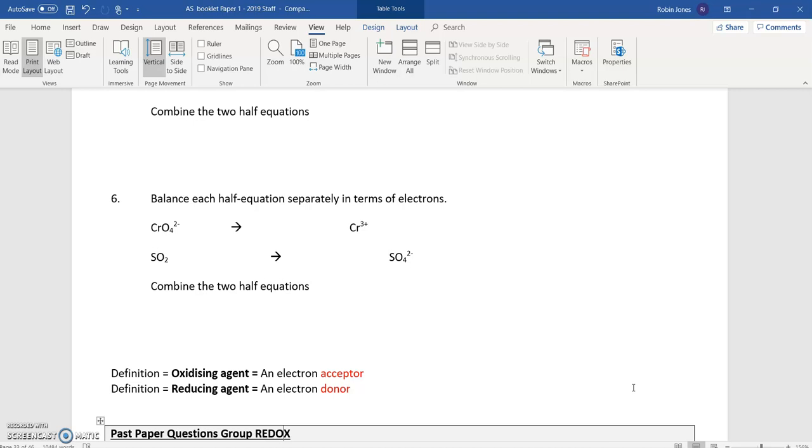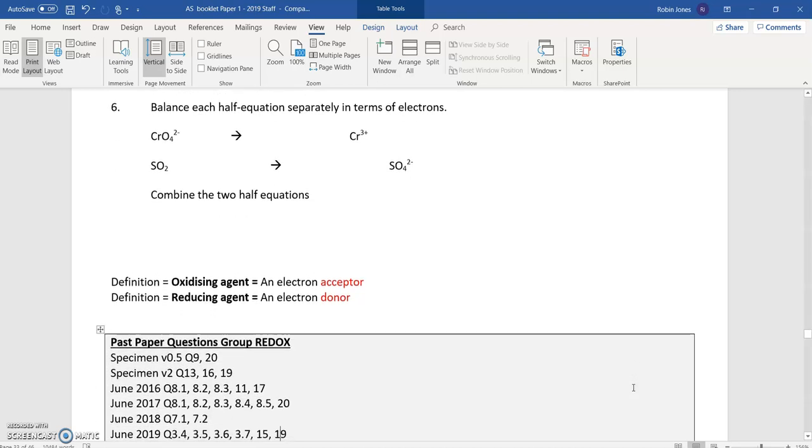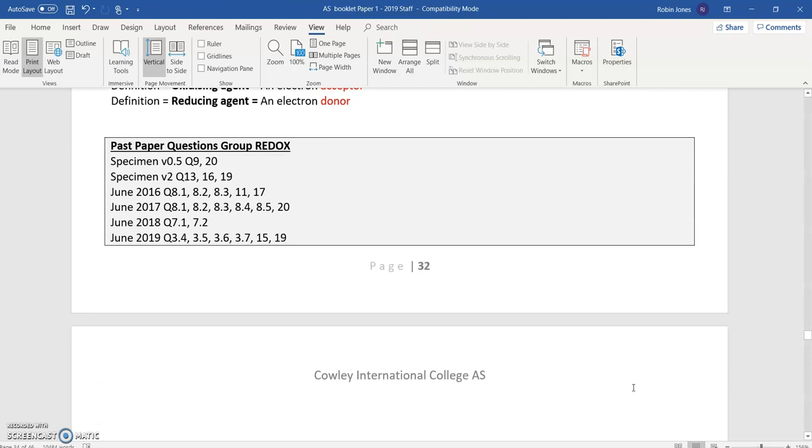A reducing agent causes something else to be reduced, so it itself is oxidized. So a reducing agent is oxidized. Oxidation is loss. So a reducing agent loses electrons and gives away, loses or donates those electrons. We may need to come back to that, or you may just need to learn it, and then you've got some past paper questions to do.